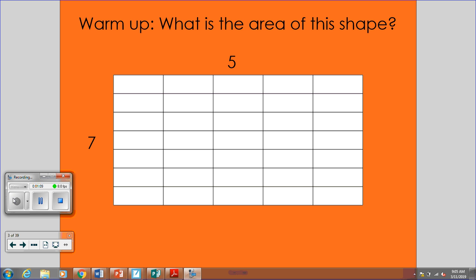Your pencil's down. I don't want you drawing right now. What else is a strategy to find area? If you have no idea how to find area, you have a notebook. How could you find the area? Piper? Count the sides. Like the area is sort of like the measurement of.